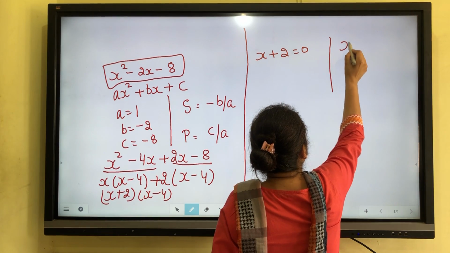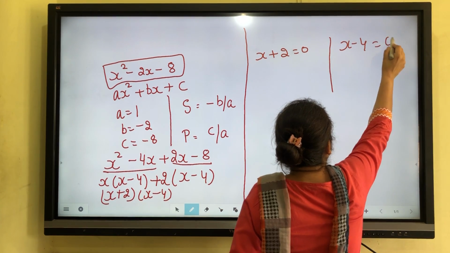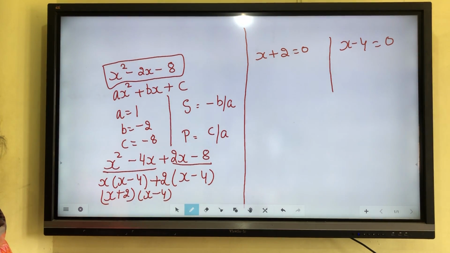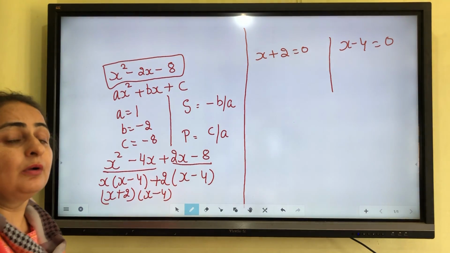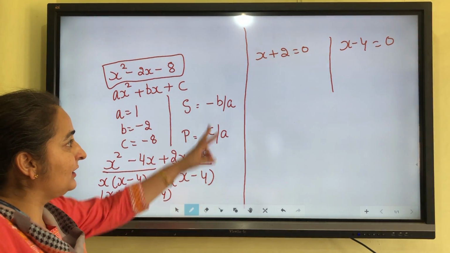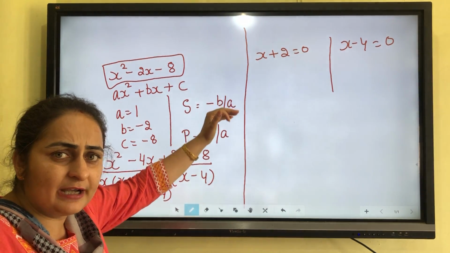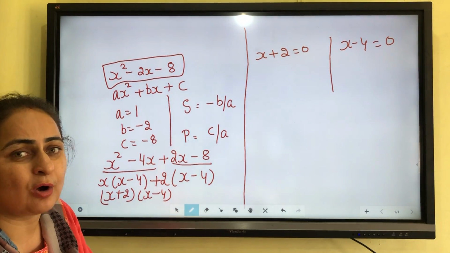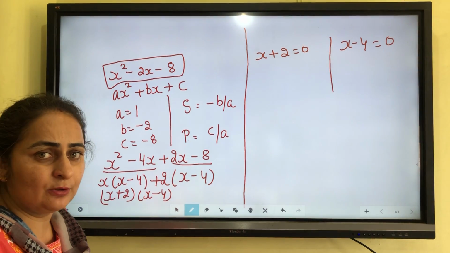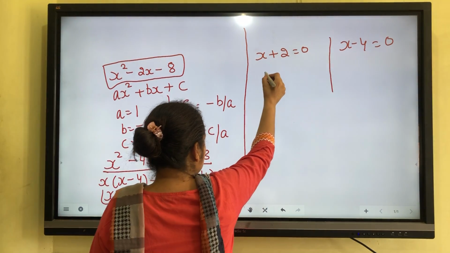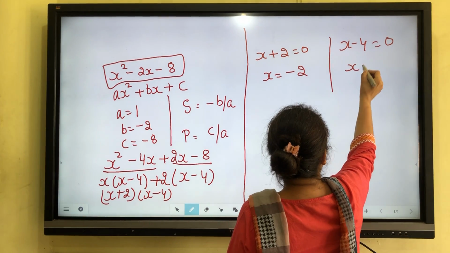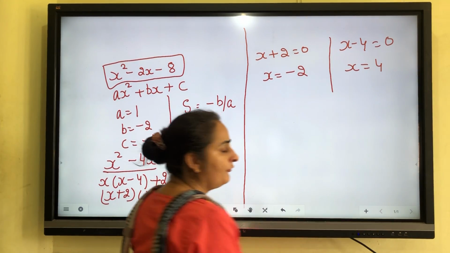If the power is 2, then we will make two factors and set each factor equal to 0. When you put a factor equal to 0, we can find the value of x, and that value of x is called the zero of the polynomial. So the first zero is minus 2 and the second zero is 4.